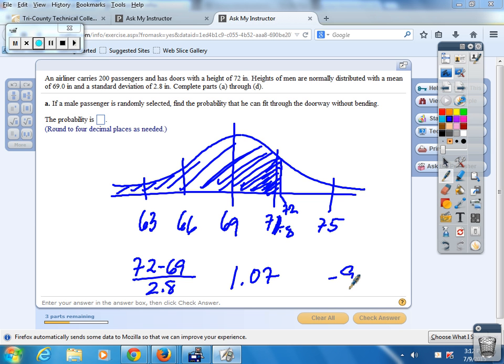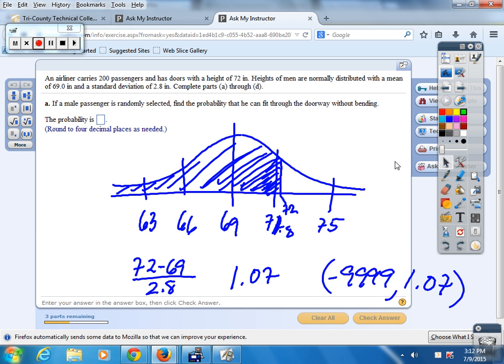So negative 9999, 1.07. Somebody give me that probability. Give me 4 decimal places.